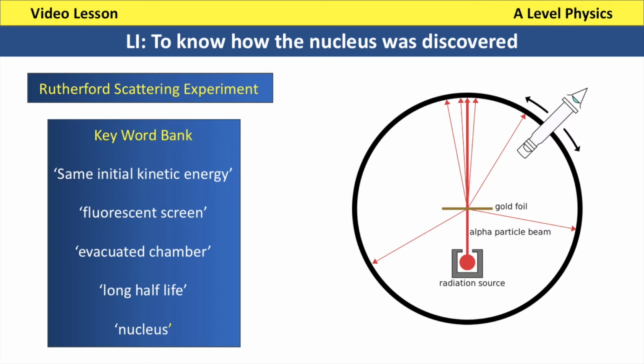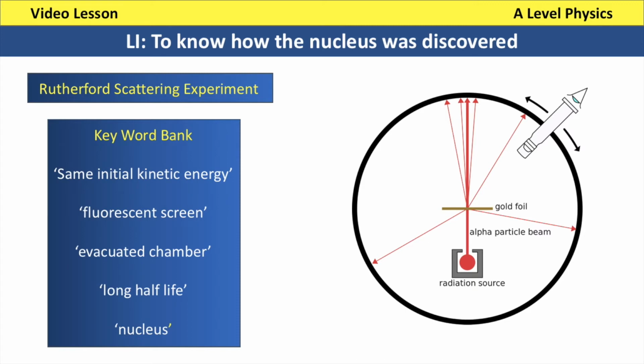But if the half-life wasn't long, then what we would find is that later readings will be much lower than the initial readings because of the decay of the nuclei and therefore the loss of activity of the source. That would obviously influence the results drastically, so we need to make sure that the alpha source has a long half-life. As well, the alpha particles all need to have the same kinetic energy.